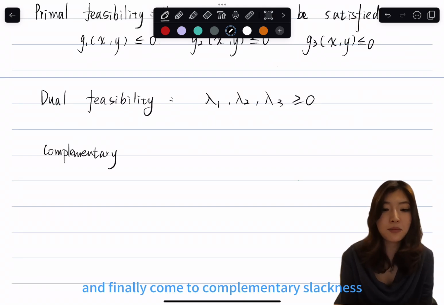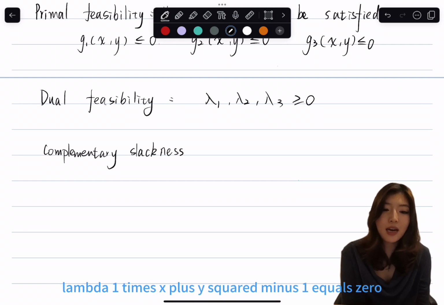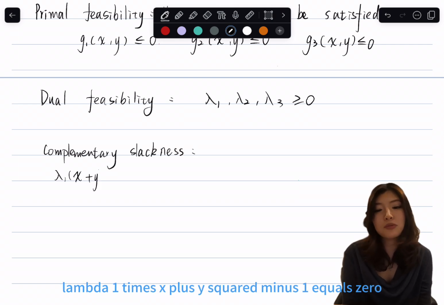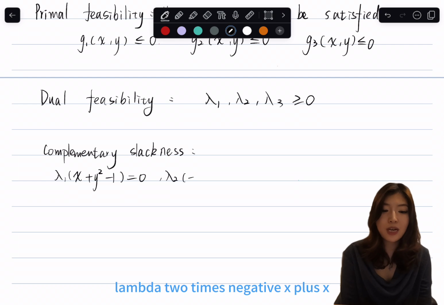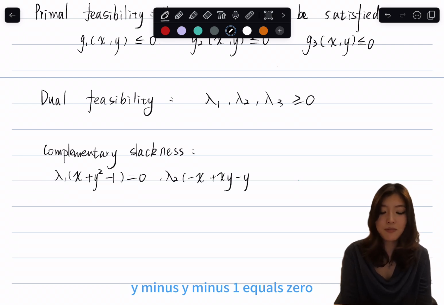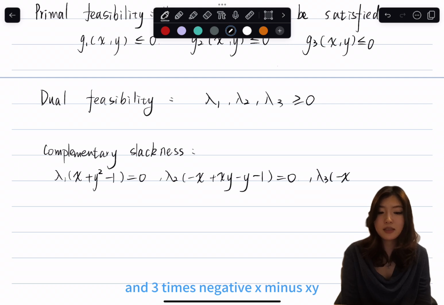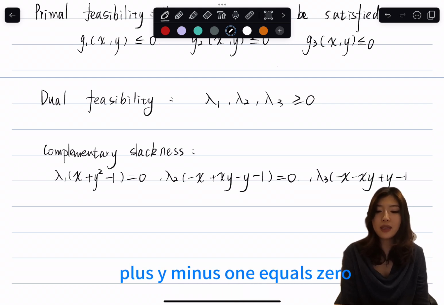And finally, complementary slackness. Lambda 1 times x plus y squared minus 1 equals 0. Lambda 2 times negative x plus xy minus y minus 1 equals 0. Lambda 3 times negative x minus xy plus y minus 1 equals 0.